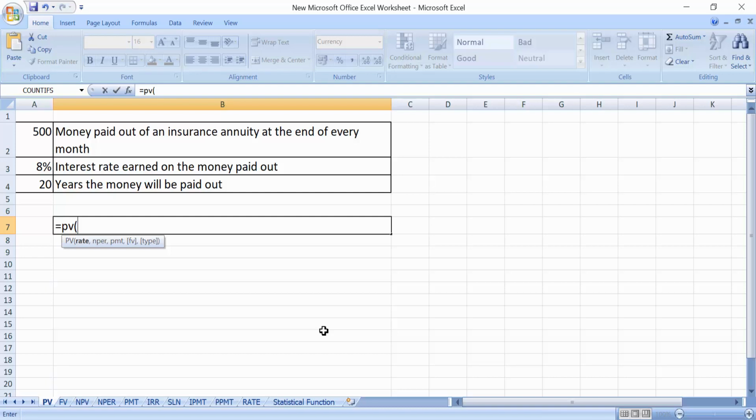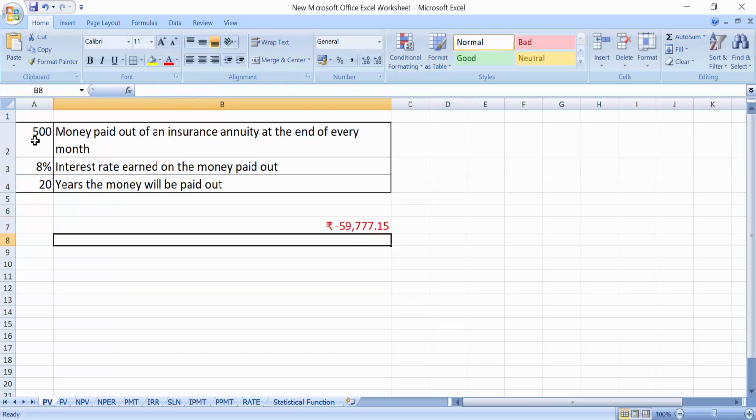So now first of all, what do we write? The rate, okay? So the rate will be 8% here, but we have to count the rate per month. So let me divide it by 12, we have to count the monthly rate. Then 12 into 20 years, we have to count monthly again, so 20 into 12, and the next value is 500, okay? So just count it, enter.